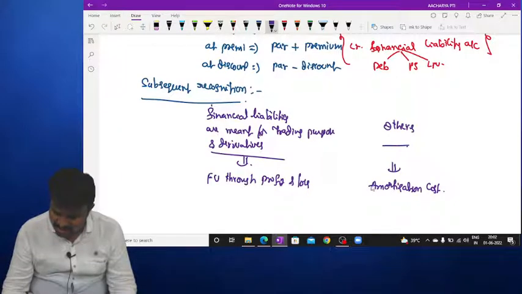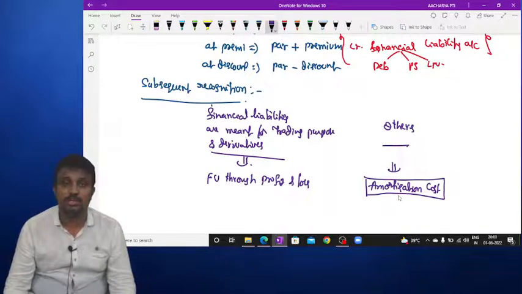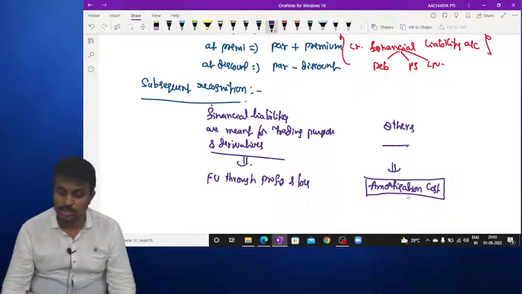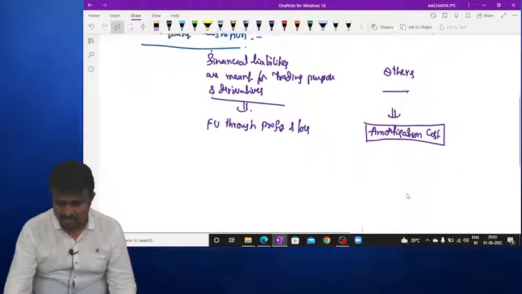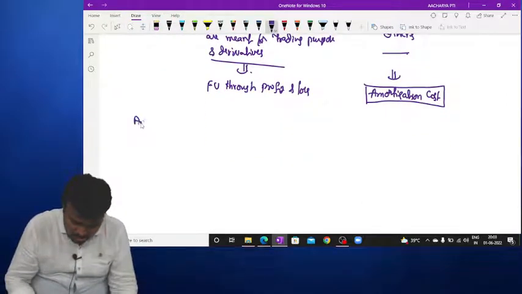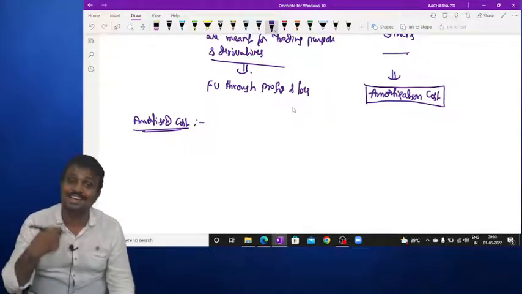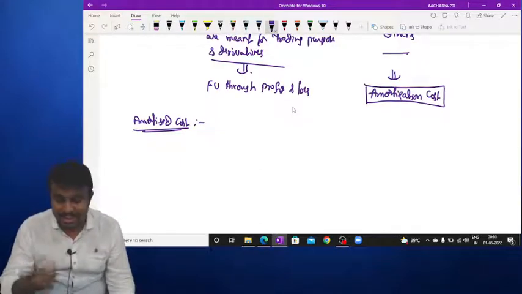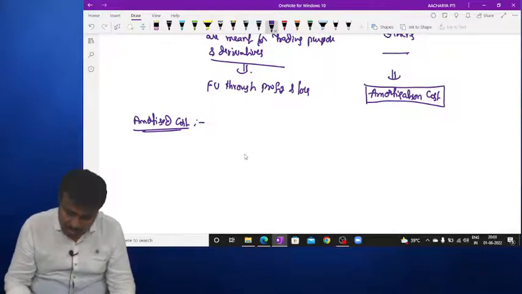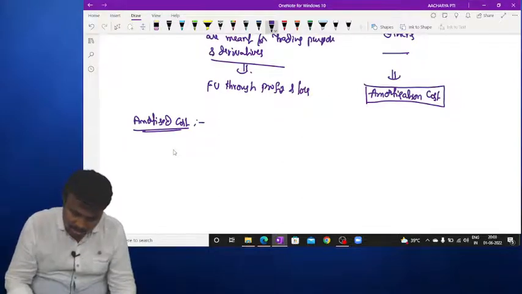It means that in the case of amortized cost, subsequently the liability is shown at amortized cost. Then coming to the amortized cost, how do we calculate the carrying amount of that financial liability? The carrying amount is calculated in this way.